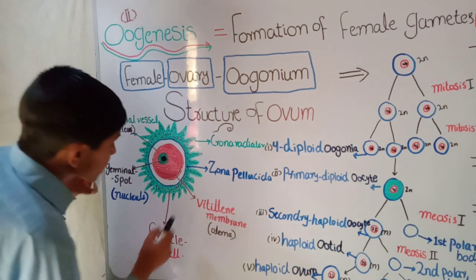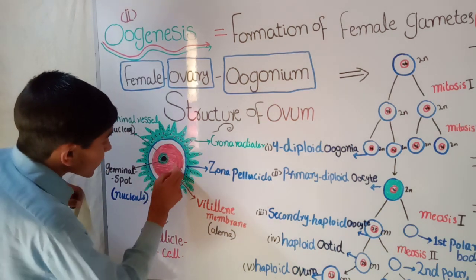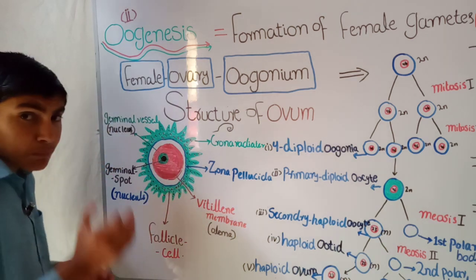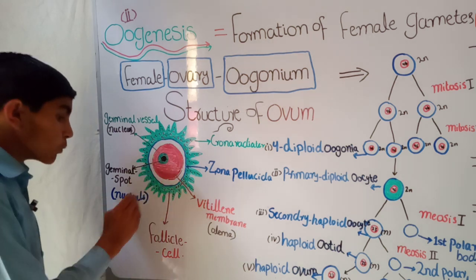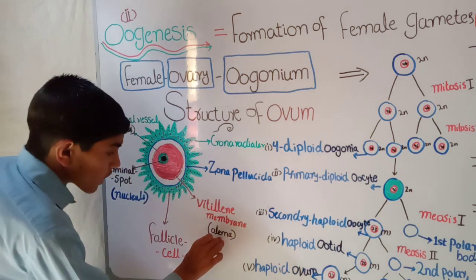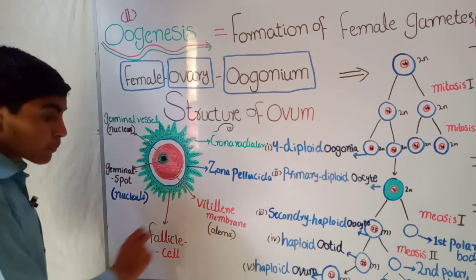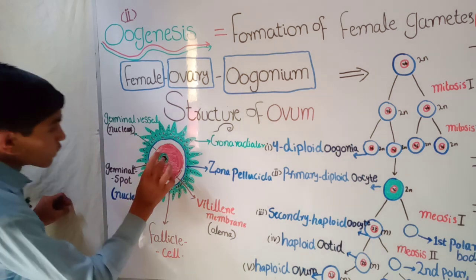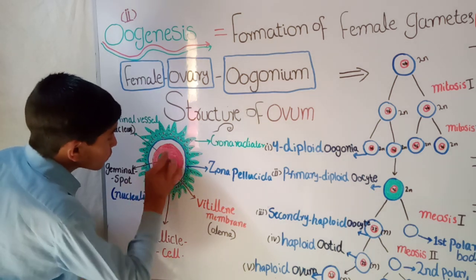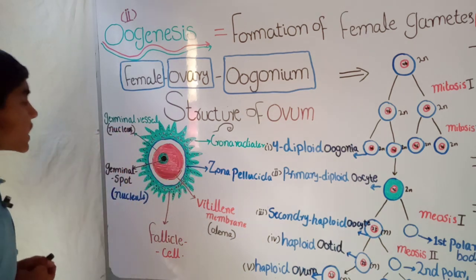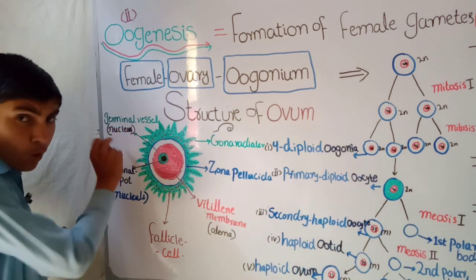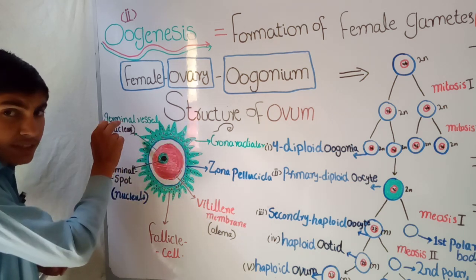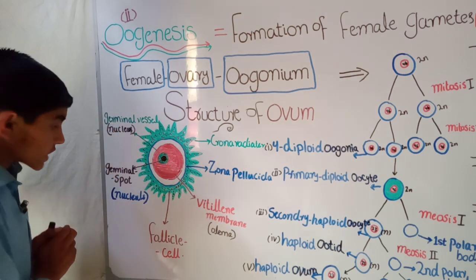Okay. The next, you can see here, this whole red portion is called the vitelline membrane, or we can say the plasma membrane of the ovum, also called oolemma. And you can see here this whole green portion is called the germinal vesicle. This is actually the nucleus of the ovum, because the ovum is a cell, so it is the nucleus. We can say in scientific language, germinal vesicle is the nucleus.